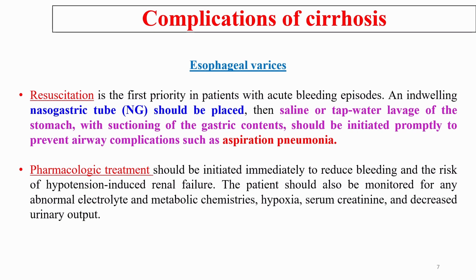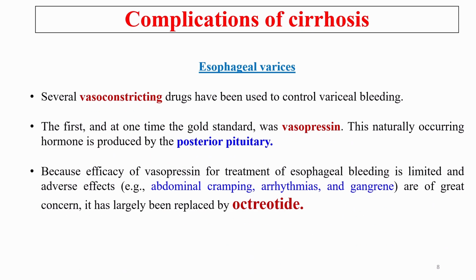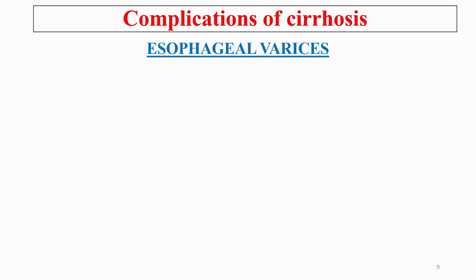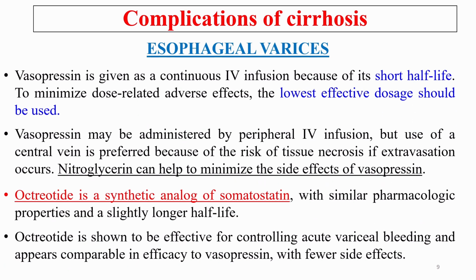To reduce bleeding, we use drugs that constrict blood vessels and lower portal pressure. Vasopressin mimics a natural hormone that tightens blood vessels. However, it can cause serious side effects like abdominal cramps, irregular heartbeat, or even tissue death. Because of this, vasopressin has largely been replaced by octreotide, a synthetic form of somatostatin. Octreotide decreases splanchnic blood flow, reduces portal pressure, and has fewer adverse effects.